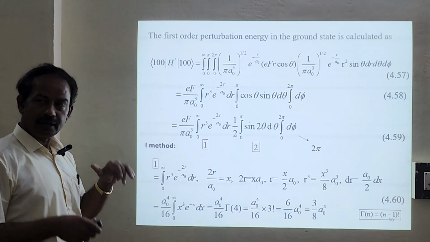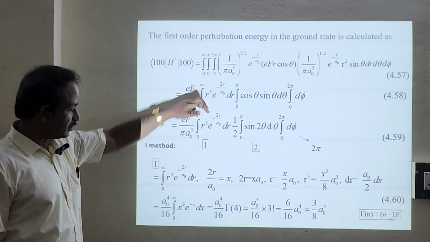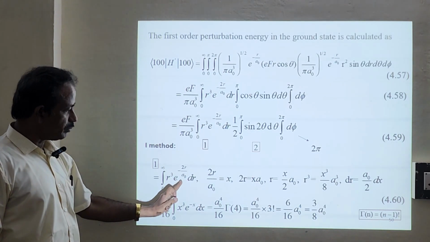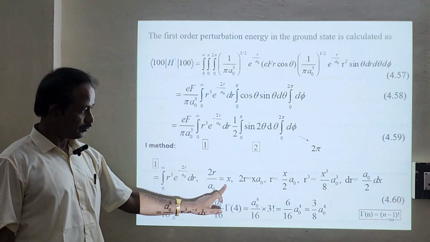First, we will solve with the ordinary integration. That is, we take the first expression, r cubed e power minus 2r by a0 dr. You keep 2r by a0 as x.